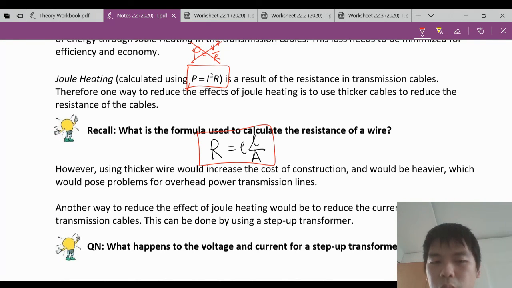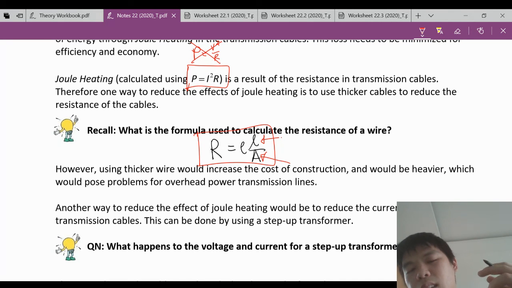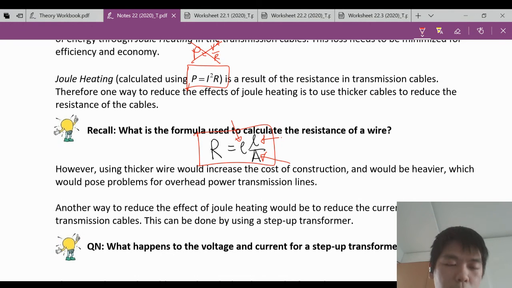Okay, R equals rho L over A. Remember that the longer the wire, the more the resistance. The thicker the wire, the lesser the resistance. And the rho here is the resistivity.